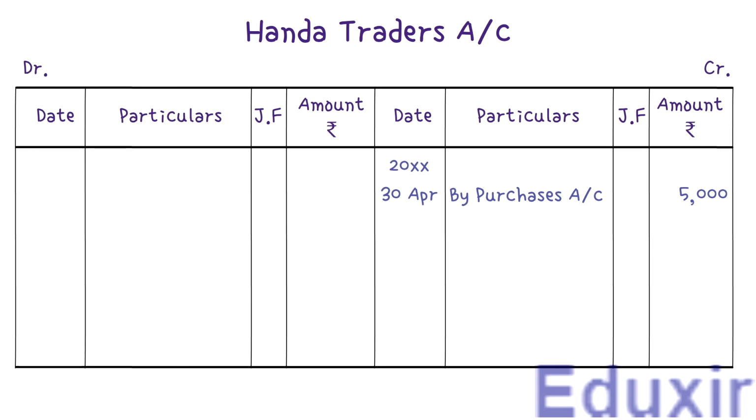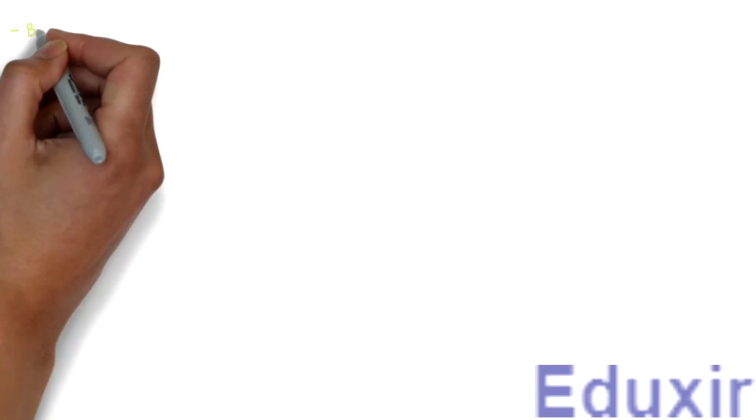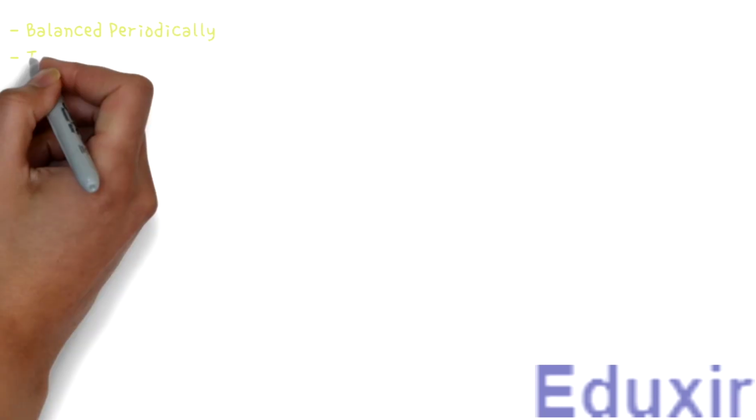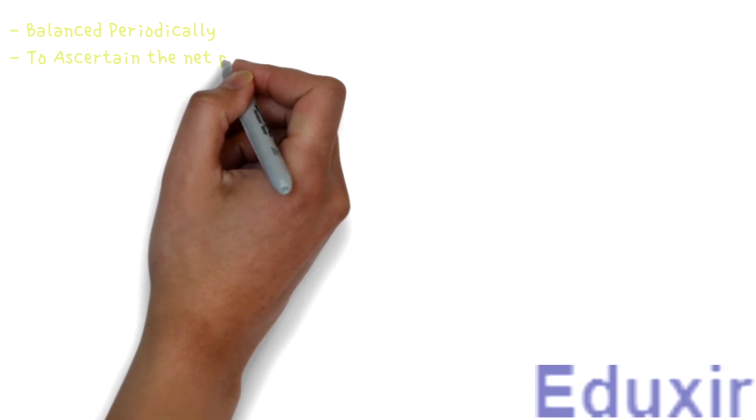In fact, we have completed the posting of all the journal entries into the corresponding ledger accounts. Our next step is to deal with the balancing of each of these accounts one by one. Before we start with balancing of each of these accounts, let us first recap about balancing. As you know, the ledger accounts are balanced periodically, usually at the end of the accounting period. This is usually done so as to ascertain the net position of each account.